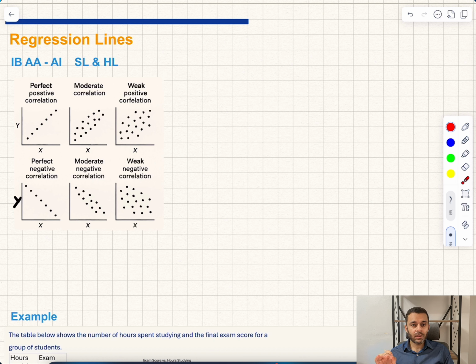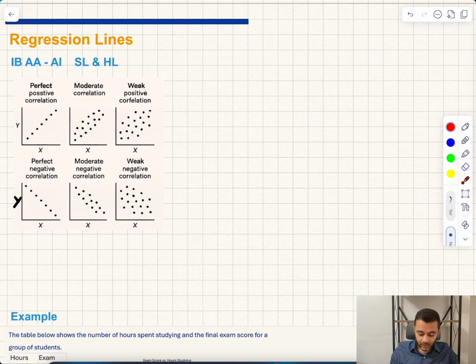So first, what is correlation? Correlation tells us if there is a relationship between two variables, x and y. It tells us if they are correlated or not. X could be, for example, the number of hours we study, and y would be our score in an exam. Are they correlated or not? And even if they are correlated, how strong that correlation would be.